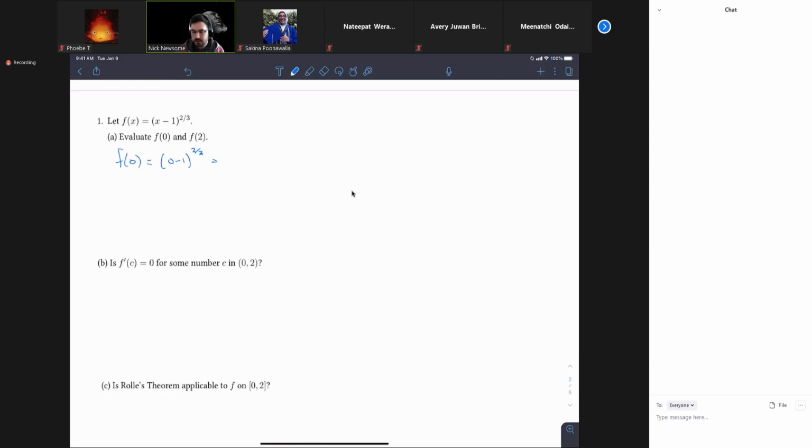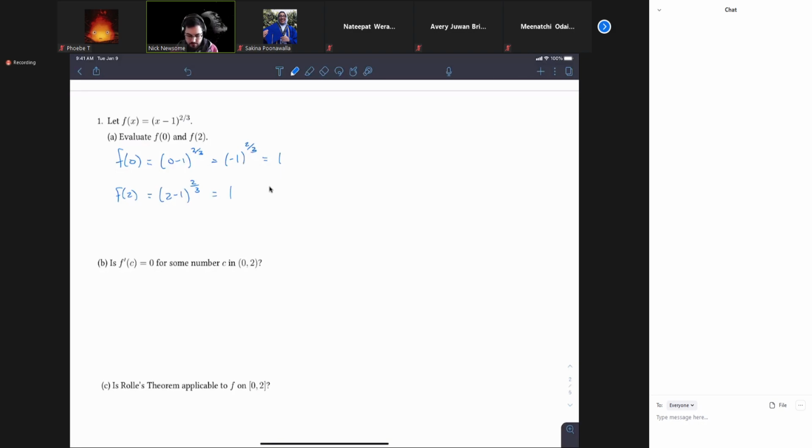Okay, so plug in 0. All right, let's see. 0 minus 1 is minus 1. So this is minus 1 to the 2/3, and this is going to be 1. All right, take minus 1, square it, you get 1. Take a cube root of 1, you get 1. F of 2 is even easier. 2 minus 1, that's just 1. 1 to the 2/3 is 1. All right, nothing crazy going on there.